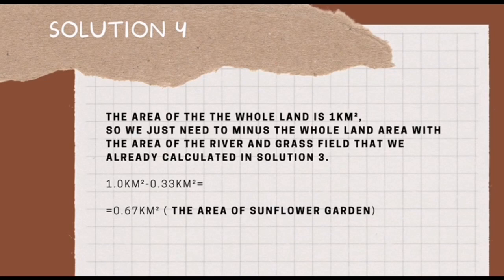And lastly, we have the solution for problem 4. That is, we need to calculate the area of the sunflower garden. We already know that the area of the whole land is 1 kilometer square. So we just need to subtract the area of the river and grass field that we already calculated in solution 3 from the whole land area. That is 1 kilometer square minus 0.33 kilometer square, and then we will get 0.67 kilometer square as the area of the sunflower garden.